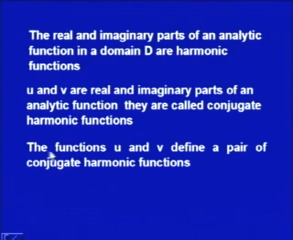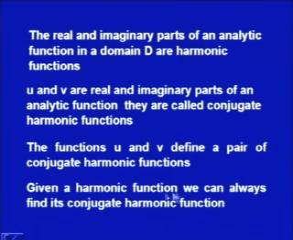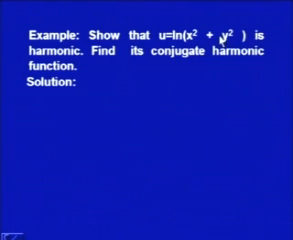And finally, the functions u and v define a pair of conjugate harmonic functions. We say u is the conjugate of v and v is the conjugate of u, and this says that u and v will define a pair of conjugate harmonic functions. So, given a harmonic function, we can always find its conjugate harmonic function. If u is given, then using CR equations we can find v, and if v is given, we can find u. This we do in this example.